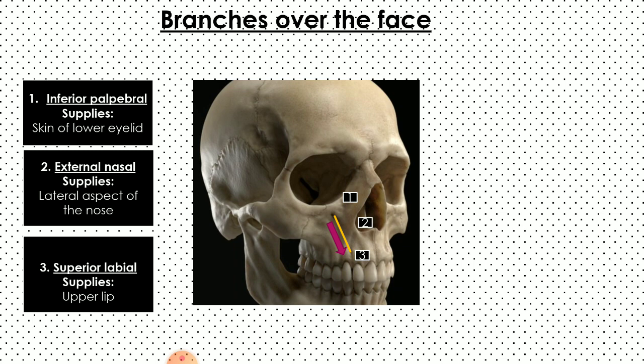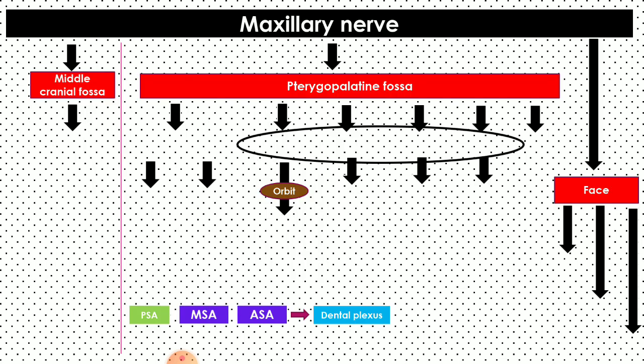As the maxillary nerve exits, it gives its first branch, that is inferior palpebral, which supplies the skin of the lower eyelid. Second branch, that is external nasal, which supplies the lateral aspect of the nose. And third is superior labial, which supplies the upper lip. So three branches are present within the face: inferior palpebral nerve, external nasal nerve, and superior labial nerve. They are named after the area they supply. So this is the entire picture of the maxillary nerve.